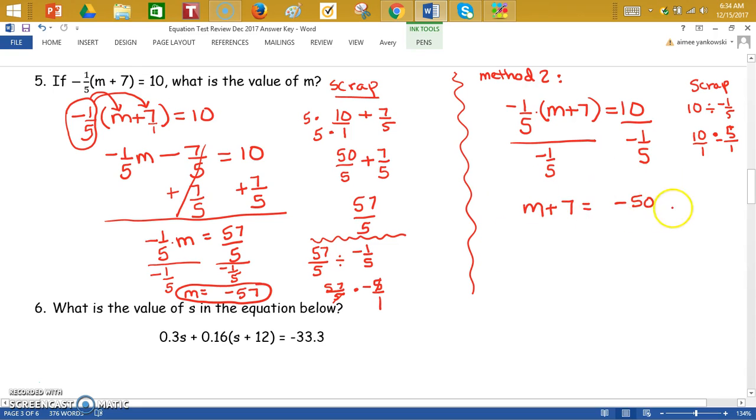Now she just has to solve m plus 7 equals negative 50. Well, how do I undo addition? I undo addition with subtraction. Opposite of addition is subtraction. She would subtract 7 on both sides. That allows us to get m by itself. M equals, signs are the same, find the sum, keep the sign. Negative 50 minus 7 is a negative 57. We come up with the same answer in the end.